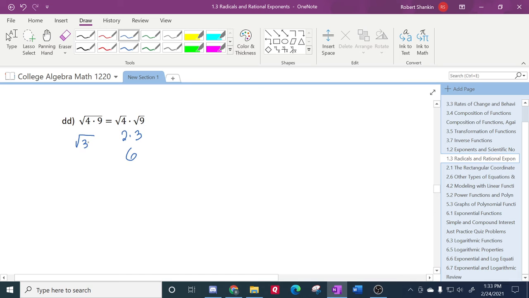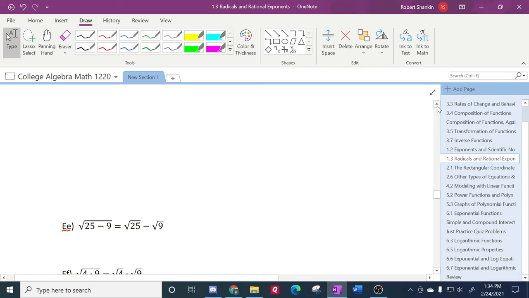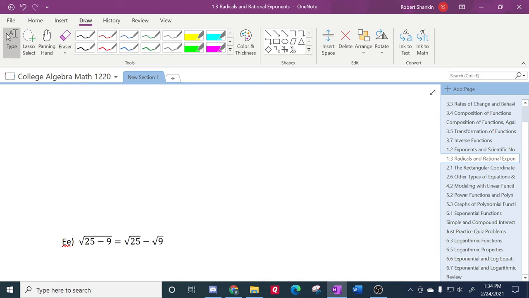4 times 9 is 36. But when you take the square root of 36, you get 6. So these are equal, so this one is true. Let's go to the next one. Square root of 25 minus 9. True or false?